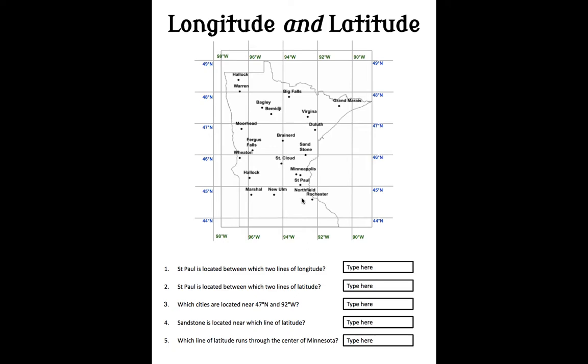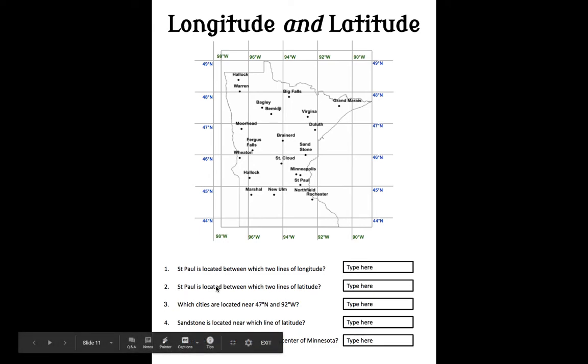So now it's saying St. Paul is located between which two lines of longitude? So now we know that we're going to start with these lines, and we're looking for St. Paul. So St. Paul's right here. So which two lines of longitude is St. Paul located between? It's located between 92 and 94. So we would type that right here, or write that right here.